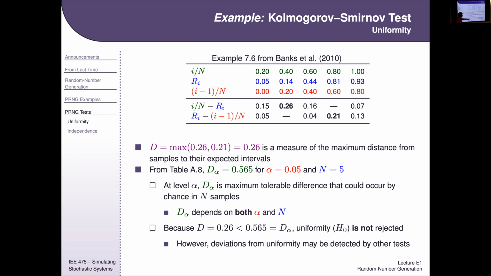But for now, all you need to know is you look up this critical value and you compare it. If it's less than it, then it's a thumbs up for your random number generator. If it's greater than it, then it's a thumbs down for your random number generator. Any questions about the Kolmogorov-Smirnov test, the KS test?